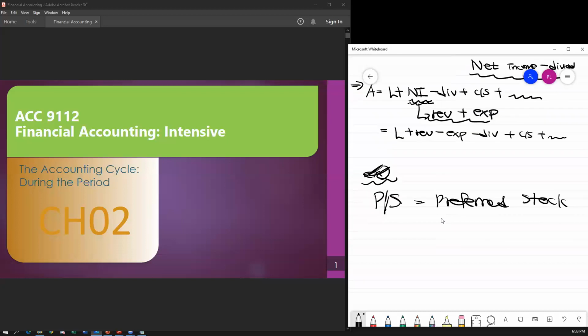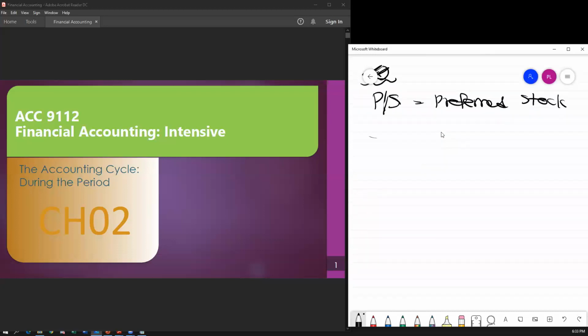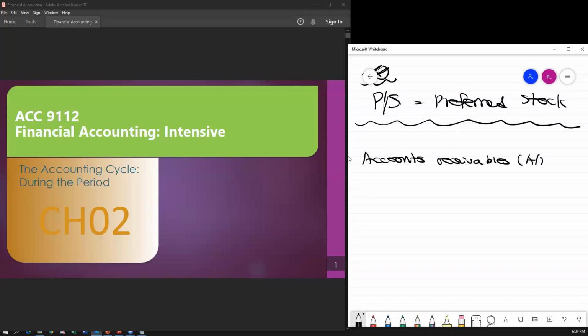Okay, another thing I wanted to do before we get into the actual chapter 2 materials is to go over individual accounting line items. We talked about cash, so everyone understands what cash is. What about accounts receivable? I'll refrain from using acronyms as a starter. Accounts receivable, where I use AR.